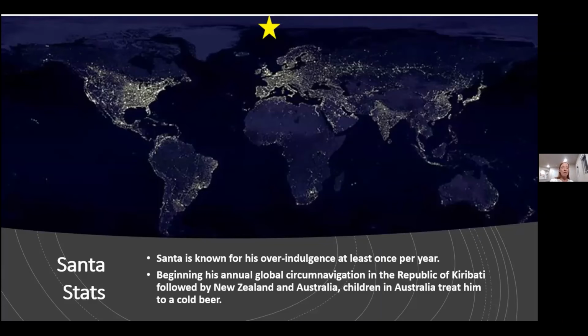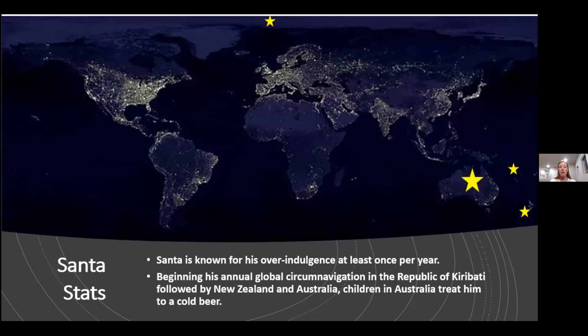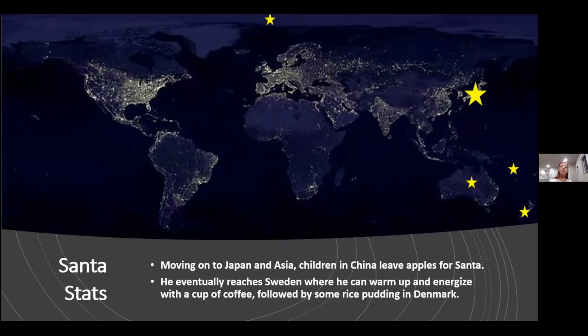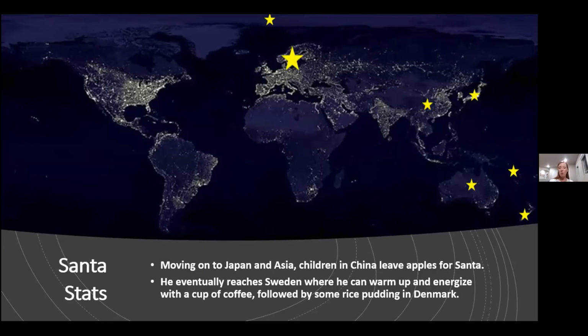Beginning his annual global circumnavigation in the Republic of Kiribati, I may have mispronounced that, followed by New Zealand and Australia, children in Australia treat him to a cold beer. Moving on to Japan and Asia, children in China leave apples for Santa. He eventually reaches Sweden, where he can warm up and energize with a cup of coffee, followed by some rice pudding in Denmark.